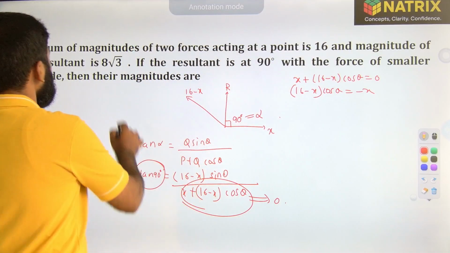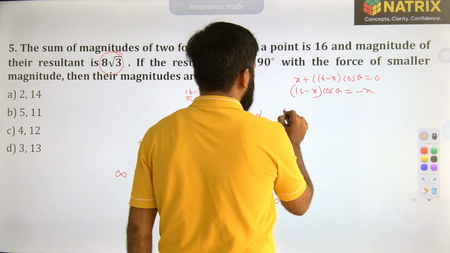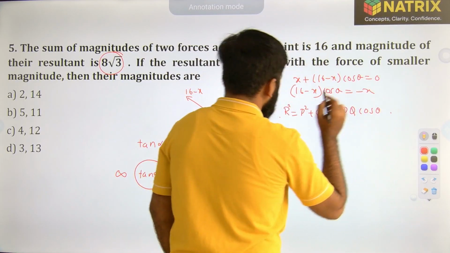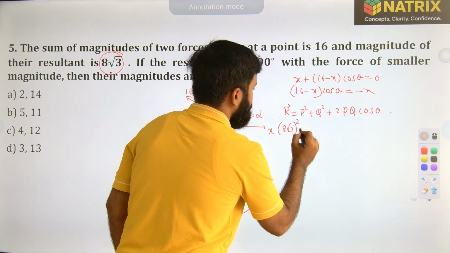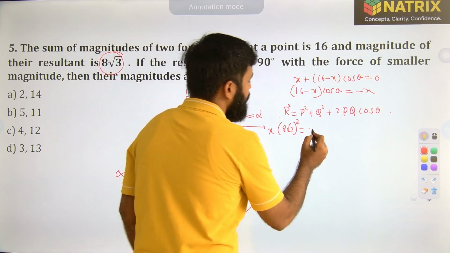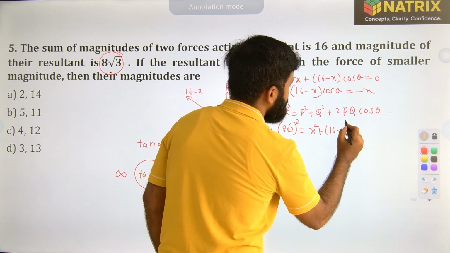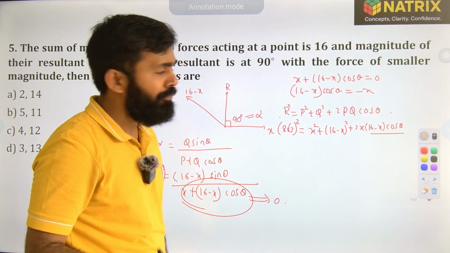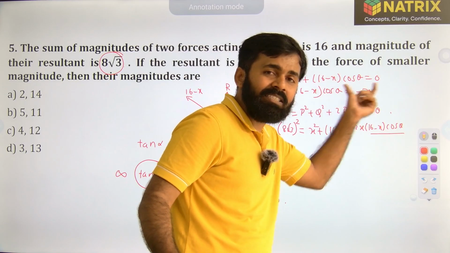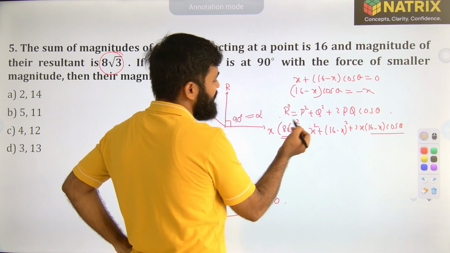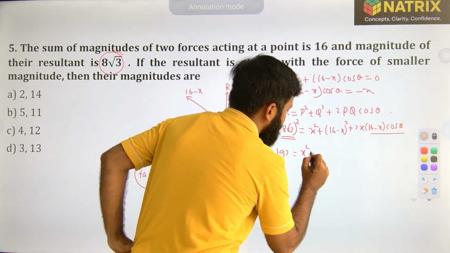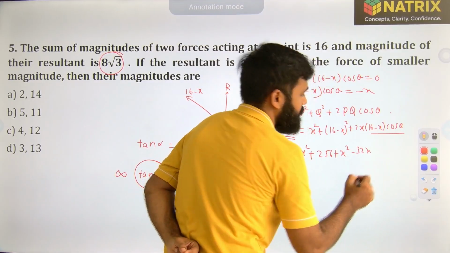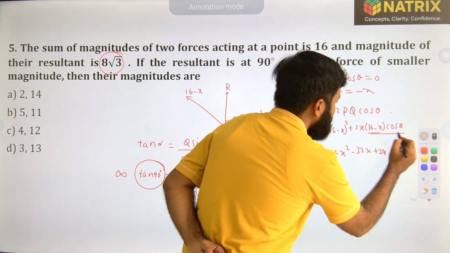How do I do that? I will use the resultant magnitude. R square is equal to P square plus Q square plus 2PQ cos theta. So R is 8 root 3 square, P is x. x square plus 16 minus x whole square plus 2 into x into 16 minus x into cos theta. And we know 16 minus x into cos theta is minus x. I will substitute that. Square this, 64 into 3 is 192. x square, then a minus b whole square here, 256 plus x square minus 32x, plus 2x as it is, and this value is nothing but minus x.